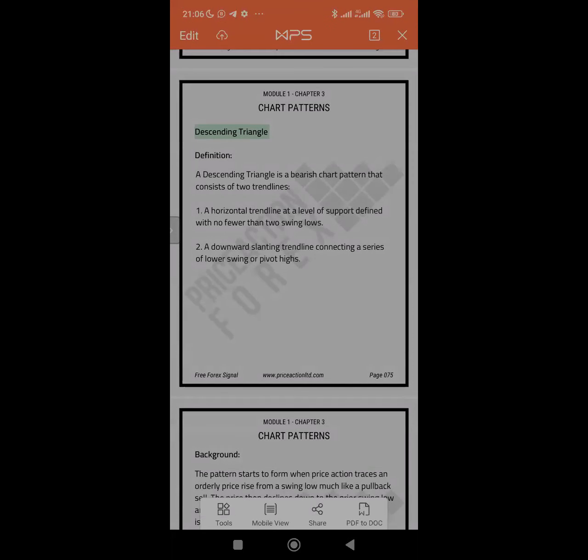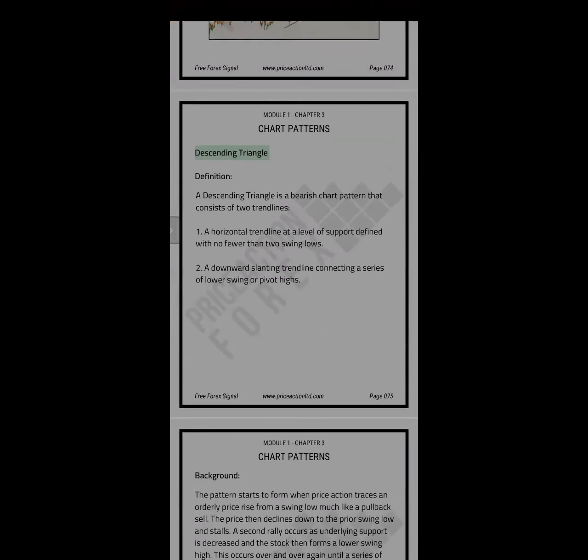Let's take the first one. It said a horizontal trend line at a level of support defined with no fewer than 2 swing lows. We're talking about your support. Instead of being upward slanting, it will become horizontal. All right. In ascending, your support is what?